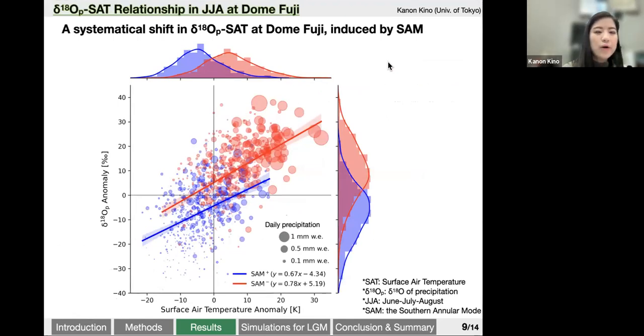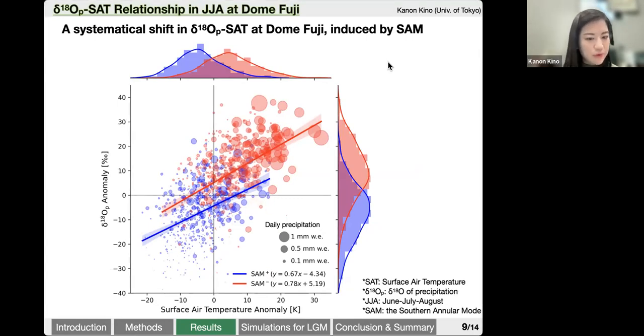I will explain how the SAM modified the relationship between isotopes and temperature at Dome Fuji. This is a bubble chart with histograms. The x-axis is temperature and the y-axis is delta-weighted precipitation. The size of each bubble shows the precipitation amount of each day. The red color is SAM negative and the blue color is SAM positive, and the bold lines are the linear regression lines. So from this figure, we can see a systematic shift induced by SAM.